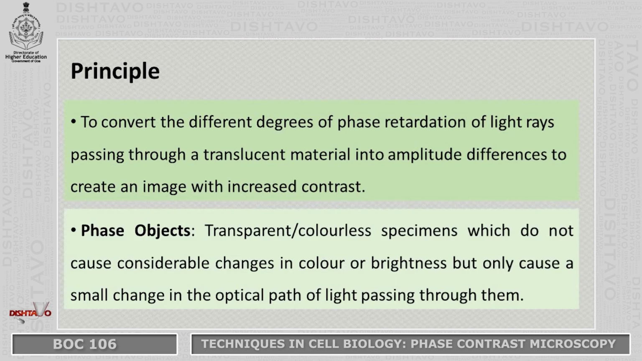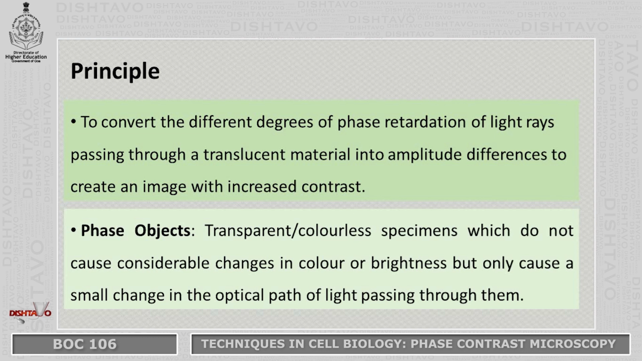The principle of phase contrast microscopy is to convert the different degrees of phase retardation of light rays passing through a translucent material into amplitude differences to create an image with increased contrast. Amplitude difference is actually the contrast, the lightness or the darkness of an image.